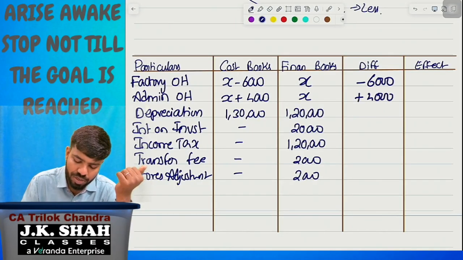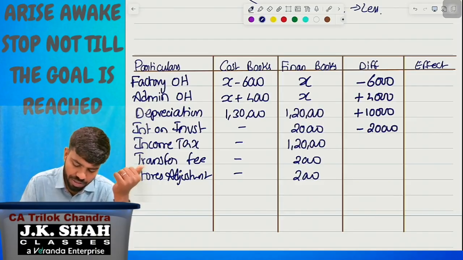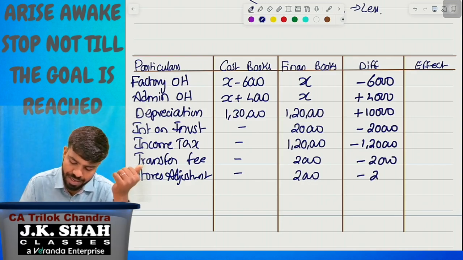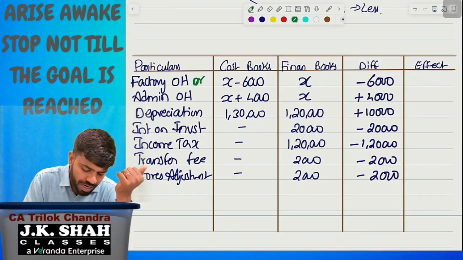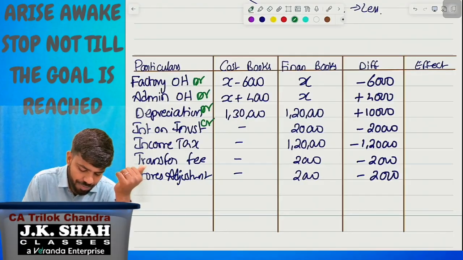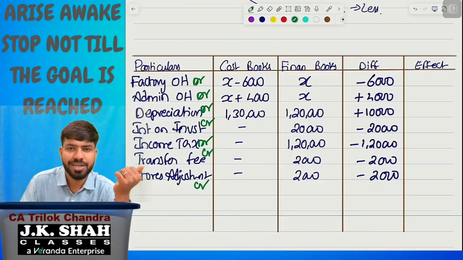1,30,000 minus 1,20,000, so positive 10,000. 0 minus 20,000, minus 20,000. 0 minus 1,20,000, minus 1,20,000. 0 minus 2,000, minus 2,000. 0 minus 2,000, minus 2,000. Okay, now we have to write debit and credit. Factory overheads debit, administration overhead debit, depreciation debit, interest on investment credit, income tax debit, transfer fee credit, stores adjustment credit. Clearly stated in the question.